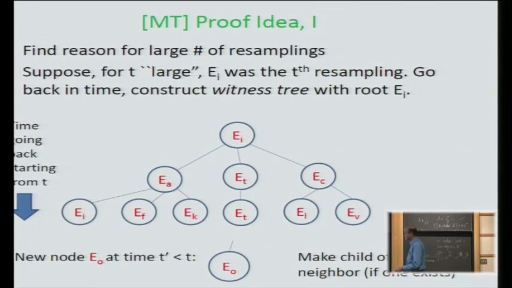There are two cases. The trivial case: E0 is not a neighbor in the dependency graph of anybody you have in the tree so far, right? In that case you just ignore it and go to t prime minus 1, right? So that's not going to be the typical case.